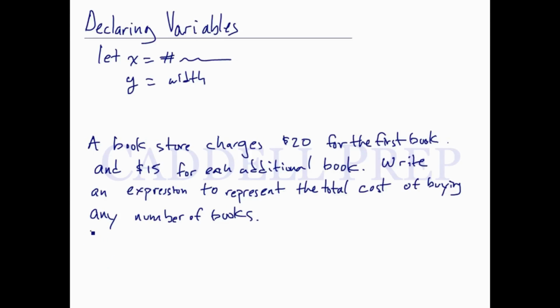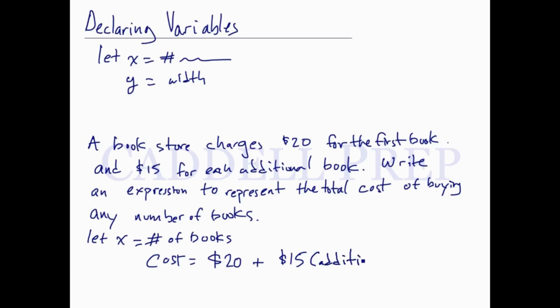Alright, so let's say that we'll let x equal the number of books. So now if we're going to find the total cost, it's going to be based on this information given. So if we buy one book, it's $20. And then it's $15 times the number of additional books. Well, let's use x in this equation.